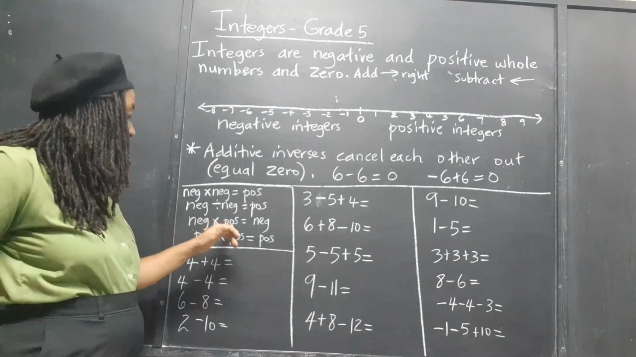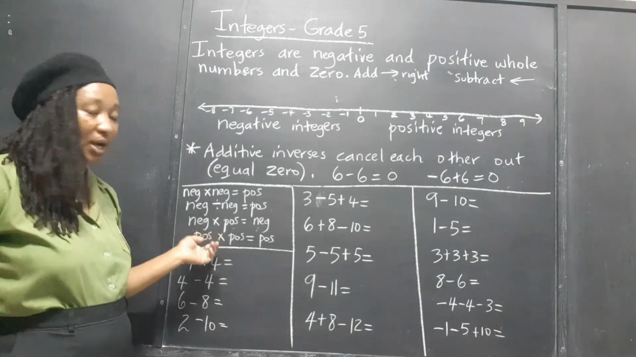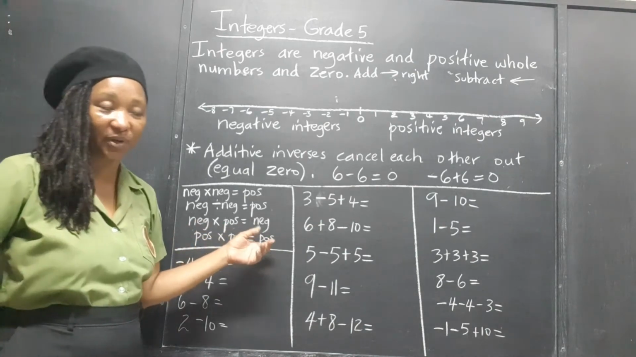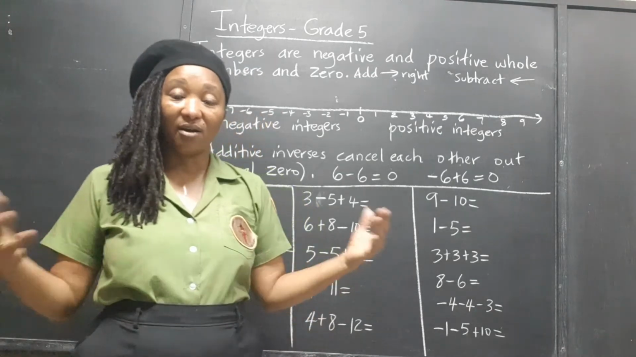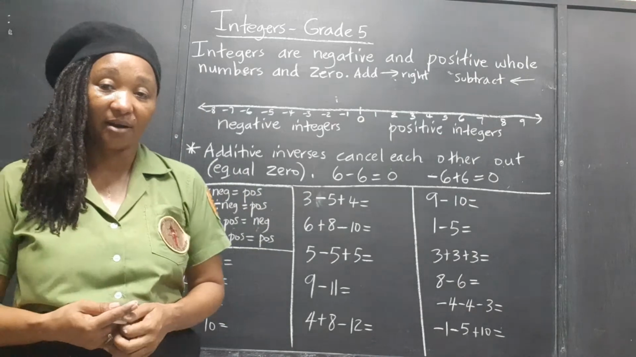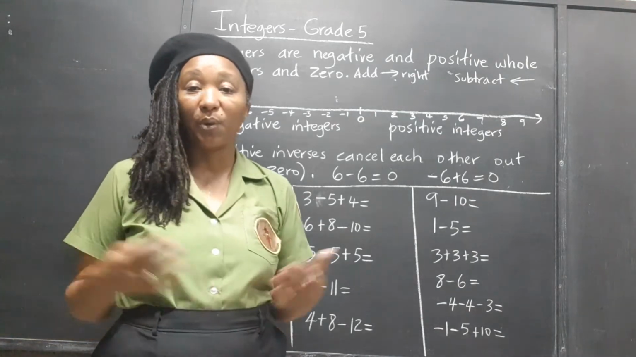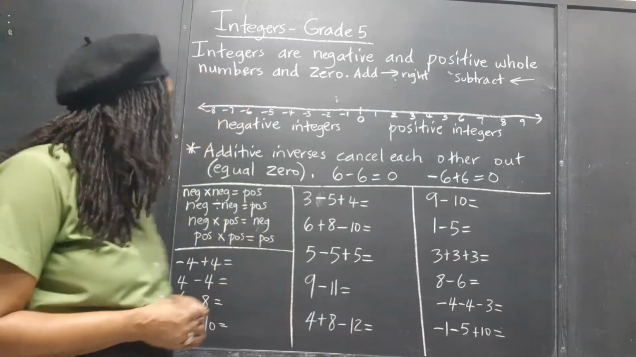But negative times positive gives negative. And we know positive times positive gives positive, because positive numbers are what we work with normally. On an everyday basis, the numbers we work with generally are positive. So we know when we multiply them, we still will get positive results.